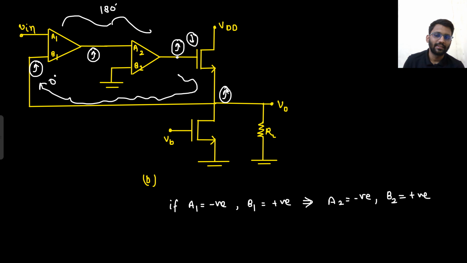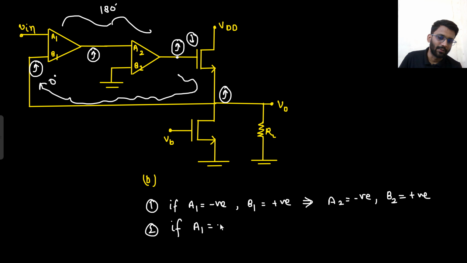If this node increases, this node will increase. If this node increases, since B1 is positive, this node will increase. Now if A2 is negative, then certainly this node will decrease. Because the negative node is increasing, that means the output will decrease. So this is the first case. This is the first possible answer. What is the second possible answer?